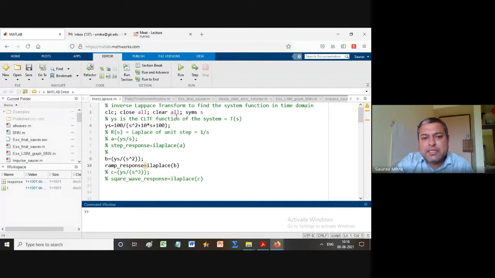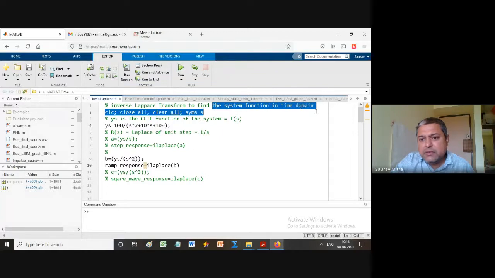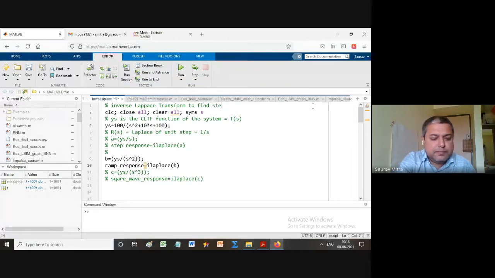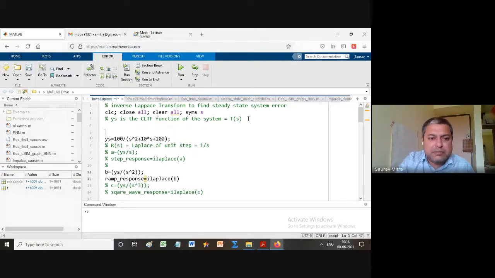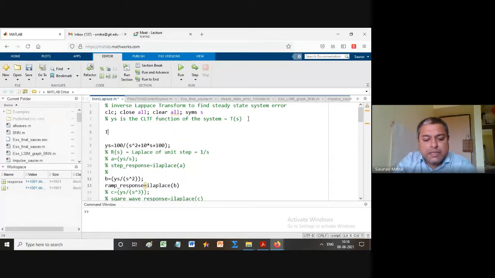What I am doing is inverse Laplace transform to find the steady state system error. So this is my code, inverse Laplace transform to find the steady state system error. CL close here, CMCS and all this is there. YS is the closed loop transfer function of the system TS. Okay, now what is TS? I'm just doing this here to show you what TS is.